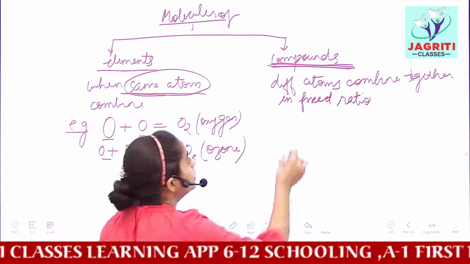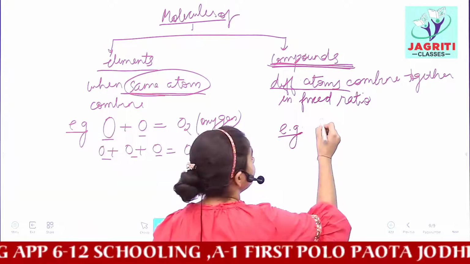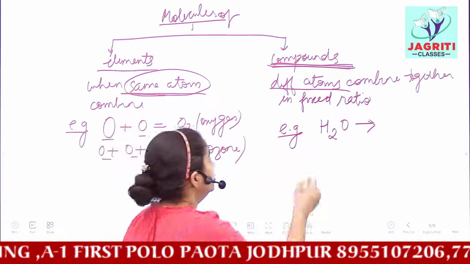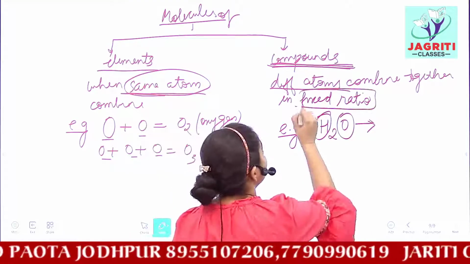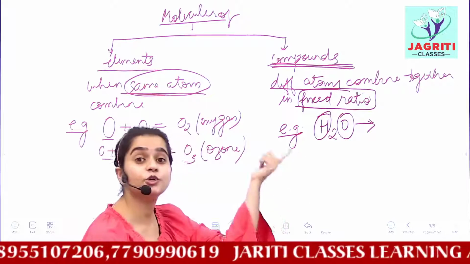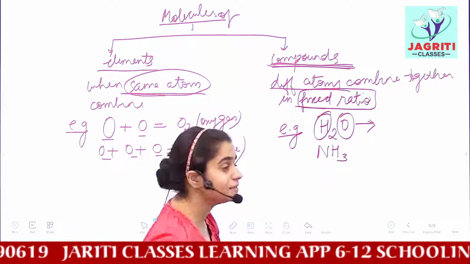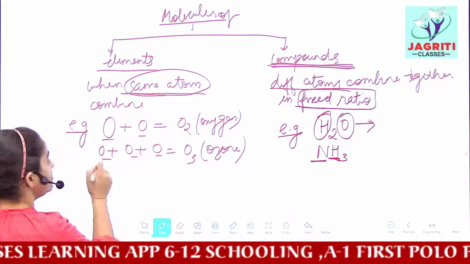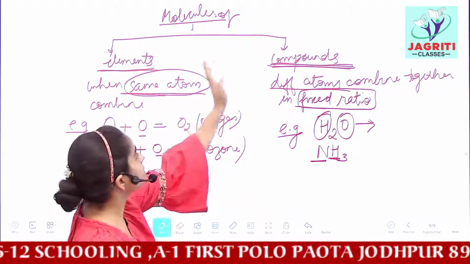But for a compound, different atoms combine together. For example, water is a compound. Why? Because in water we have two different atoms, that is, two atoms of hydrogen and one atom of oxygen. Two different atoms, hydrogen and oxygen, are combining together, and that too in a fixed ratio. We already discussed the mass ratio and the number ratio of atoms in water. You can refer to the previous slides. So water is a compound. Ammonia, which we discussed, is a compound because in it two dissimilar atoms, that is nitrogen and hydrogen, are combining. While if the same atoms combine together, they form an element. So these are the molecules of elements and molecules of compounds.